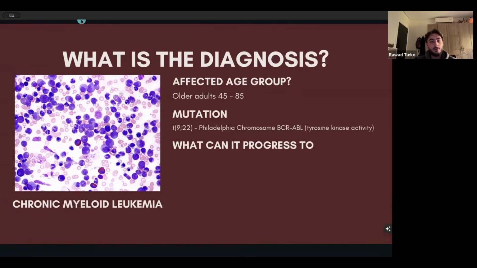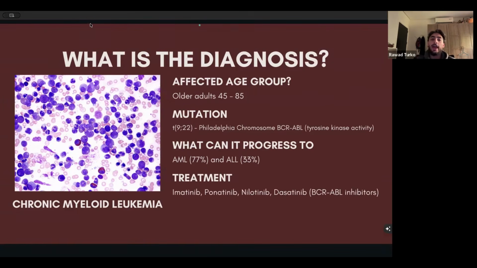CML can progress to acute leukemias. Yeah. So it can progress to both AML and ALL. What do you think it's more likely to progress to? AML or ALL? So the answer is AML. Yeah. So it's AML. 77% of cases that progress are going to progress to acute myeloid leukemia and 33% to ALL, acute lymphocytic.